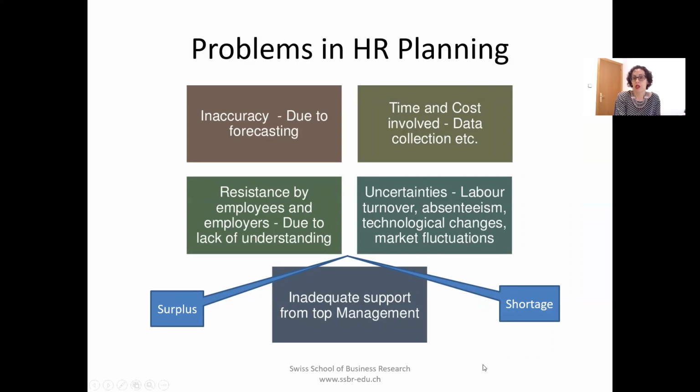Then, of course, there are uncertainties. We can't forecast somebody being diagnosed with a terminal illness. These are the kind of things. Other things: labor turnover, absenteeism, changes in technology, etc. And of course, another very important problem is inadequate support from our top management. And two huge problems that we can have in HR planning are having a surplus or having a shortage.